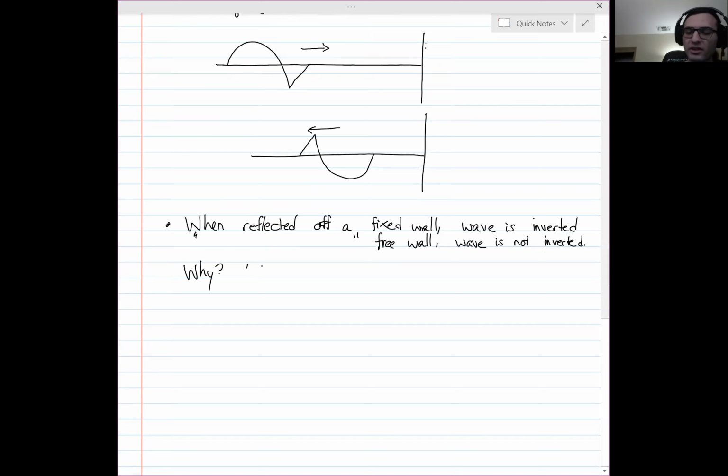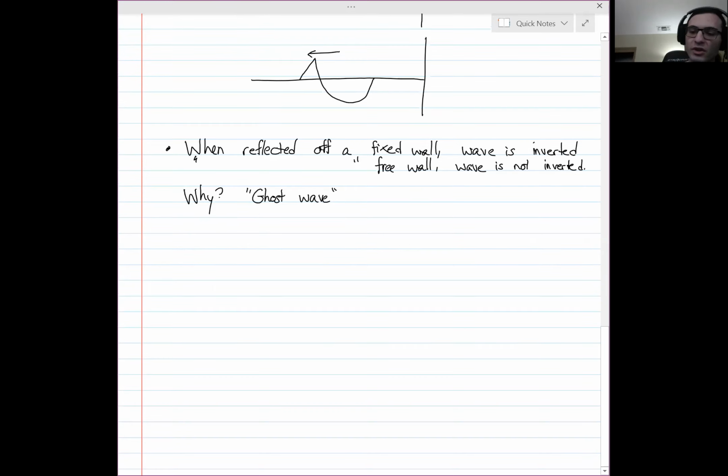The most straightforward way to explain this is to imagine that there's a ghost wave. By that, I mean it's not a real wave, but it's kind of like a wave, just like how you can imagine that there's a ghost in the mirror, or an imaginary thing in the mirror. Imagine that there's an imaginary wave on the other side of your wall. So this ghost wave will allow us to satisfy the criteria that we need.